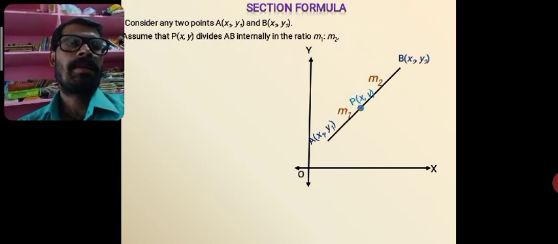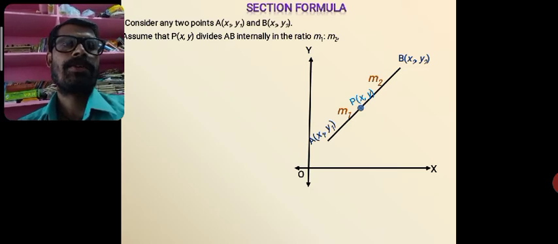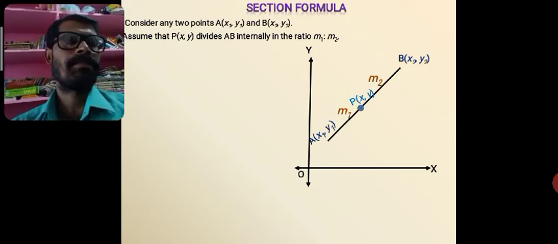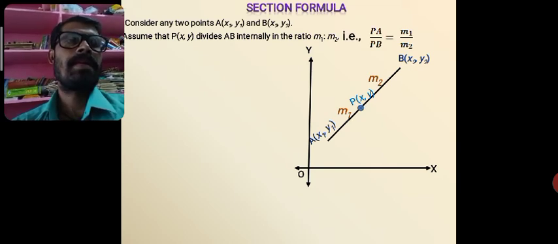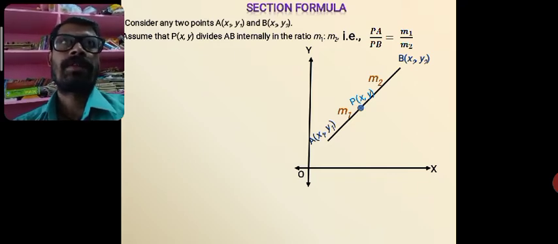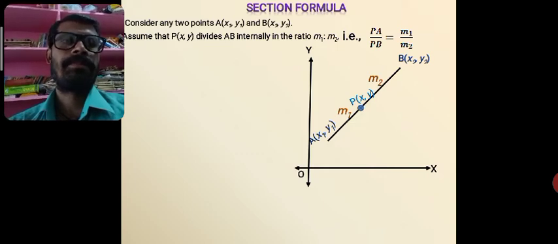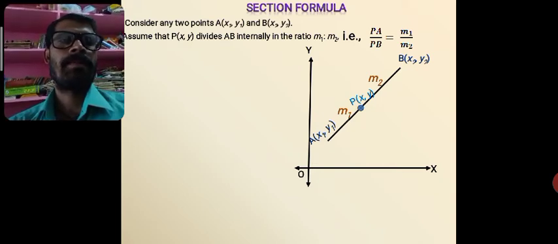Assume that P of xy is a point which divides the line AB in the ratio m1 is to m2 here. So that means PA by PB is equal to m1 by m2, we can represent, no? So a ratio can also be represented as a proportion, and proportions can be represented as a ratio. Okay, PA by PB is equal to m1 by m2.